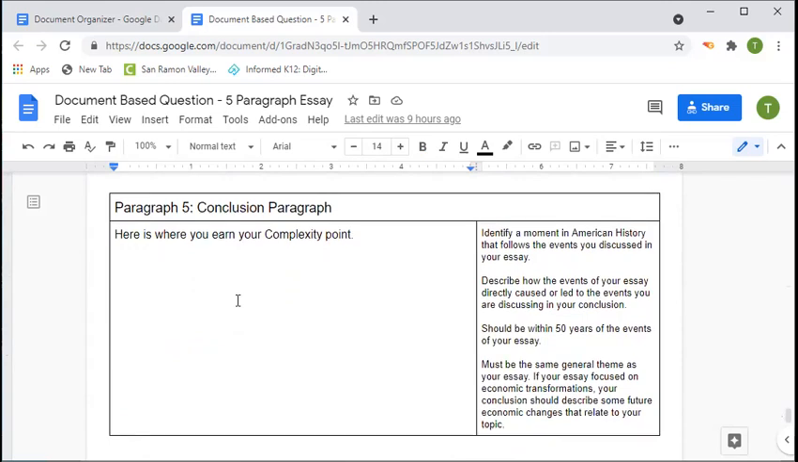And then paragraph 5 is where you earn your complexity point. All I need to do here is 1 or 2 sentences that basically identify some future topic or trend that you would connect your topic to. Now, again, if you have not watched the other video, which is quite long, there's probably a lot about this that's not going to make sense. So make sure you watch that other video first and then come back and watch this video.